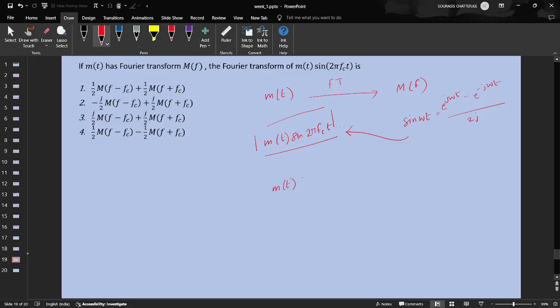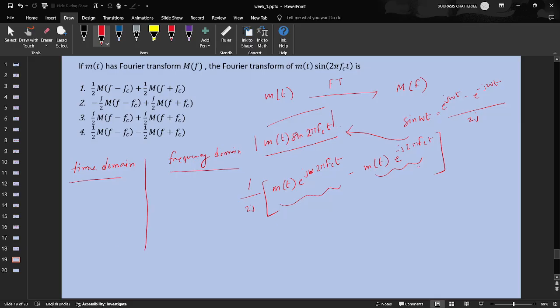I will obtain m(t) times e to the power j 2 pi fc t. I have a common term here, 1 over 2j, and then I have m(t) e to the power minus j 2 pi fc t. So I have to compute the Fourier transform of these two separately. Remember, in time domain we are multiplying with a complex sinusoid, right? Let's say time domain, and on the other hand side we have frequency domain.